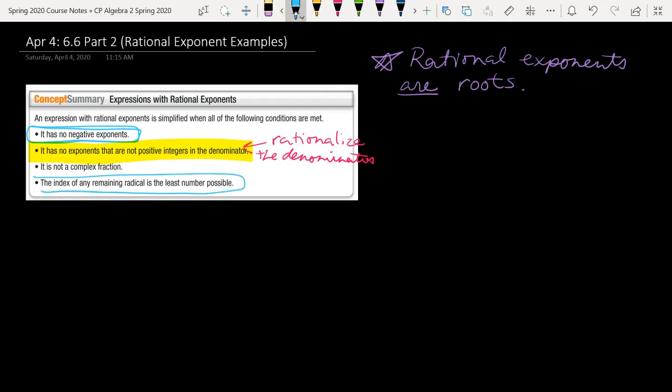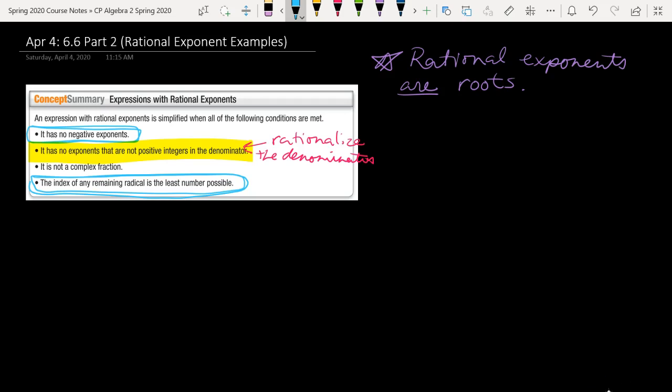This last rule we'll see is also pretty important, and it usually comes about naturally in just simplifying the expression itself. But we don't want any indices of radicals. That is, we don't want to have any nth roots that are larger than they need to be. We don't want to have a fourth root in an expression when it could be a square root.